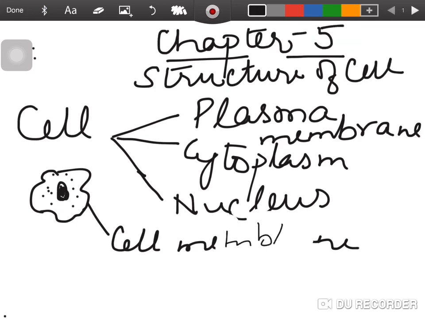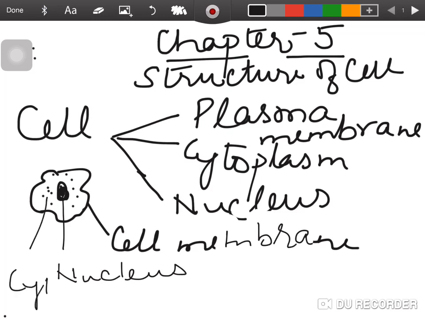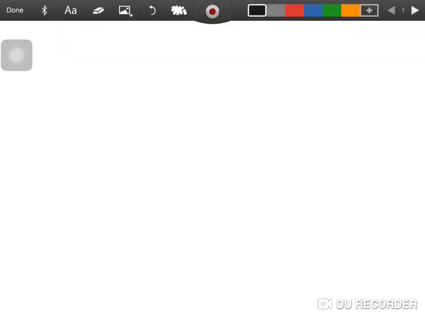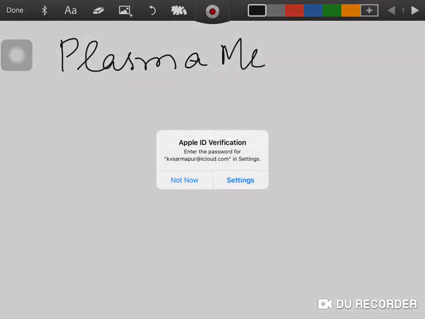This is a cell membrane. This is the nucleus, and this is the cytoplasm. So this is the basic structure of all cells. Now what we are going to read today is the plasma membrane. The main topic is the plasma membrane.